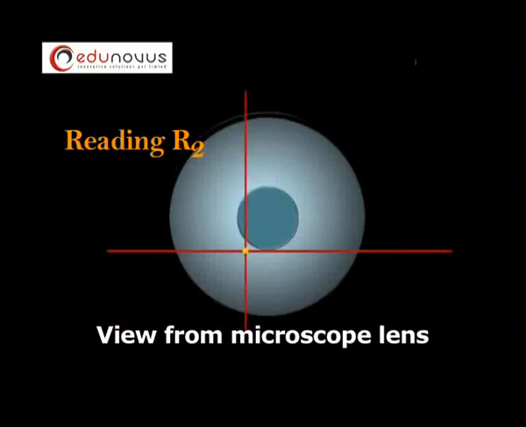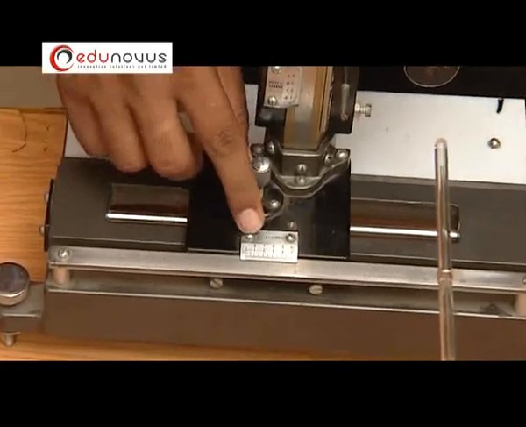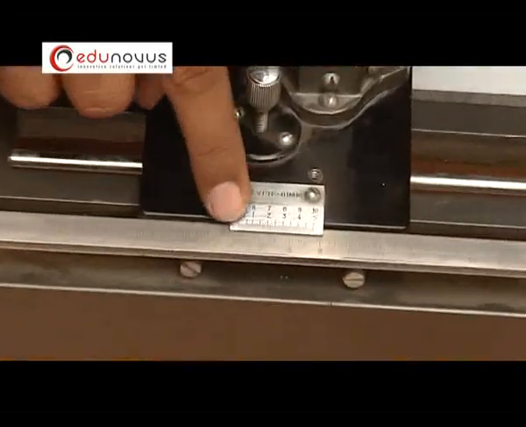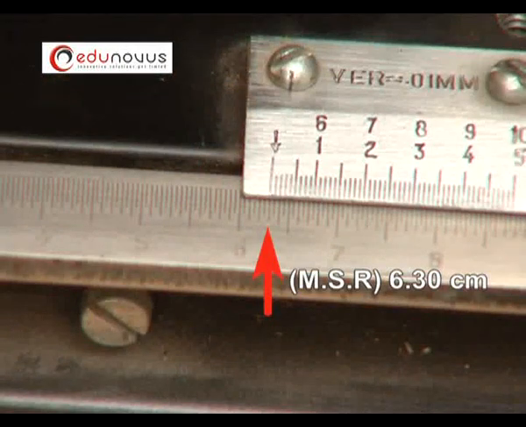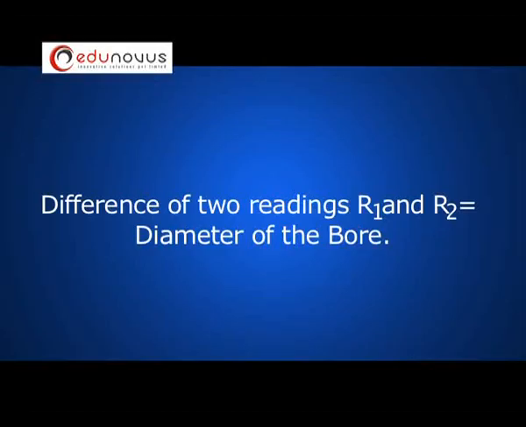And move it horizontally towards the other end of the diameter of the bore by coinciding the vertical line of the crosswire with it. We can take reading R2. The reading R2 corresponding to the bore diameter is, main scale reading 6.30 centimeters and vernier coincidence is 37. The difference of the two readings will give you the diameter of the bore of the capillary tube.